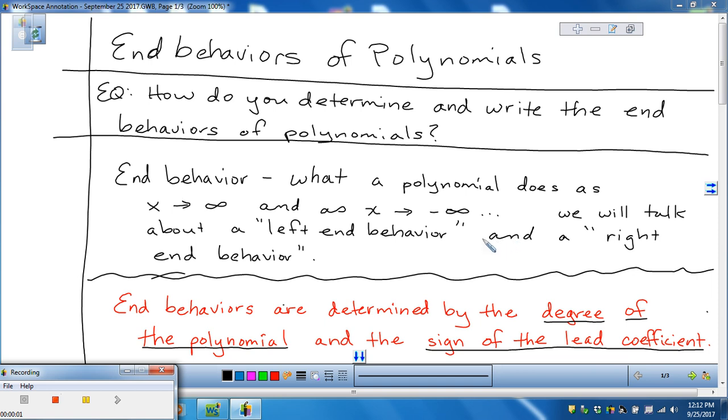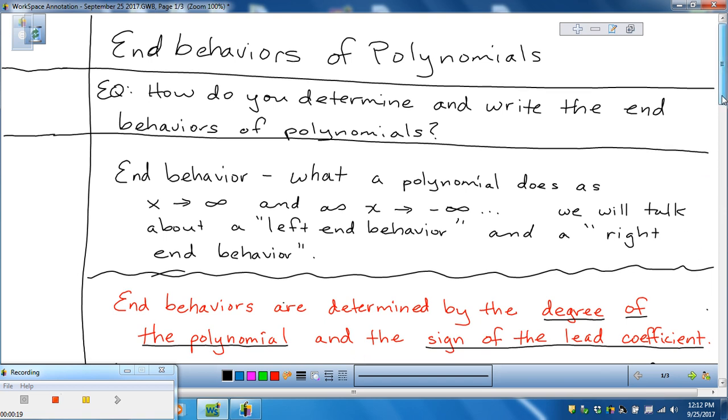First thing we need to know is, what is an end behavior? An end behavior is what a polynomial does as x approaches infinity on the right side and as x approaches negative infinity on the left side. We're going to talk about it as a left end behavior and as a right end behavior.